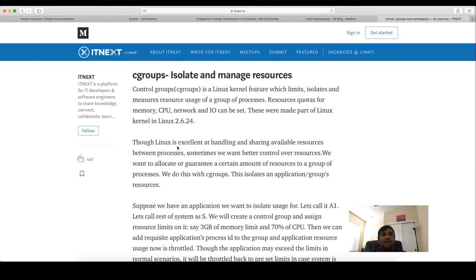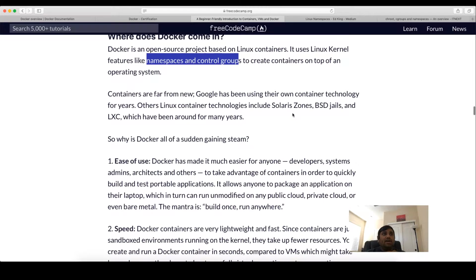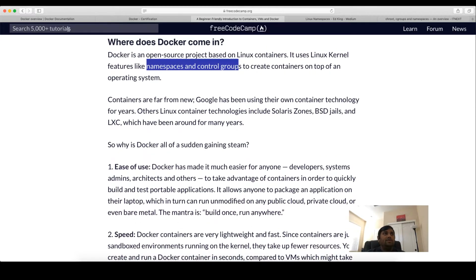We know that Linux by default is excellent at handling and sharing available resources between processes. But sometimes we want better control, and for that we make use of another feature called cgroup. Both namespaces and cgroups really help make Docker the technology that it is today. So hopefully you have some idea. Now with that, let's move into Docker and try to understand some of the fundamentals before we get into a deeper dive.